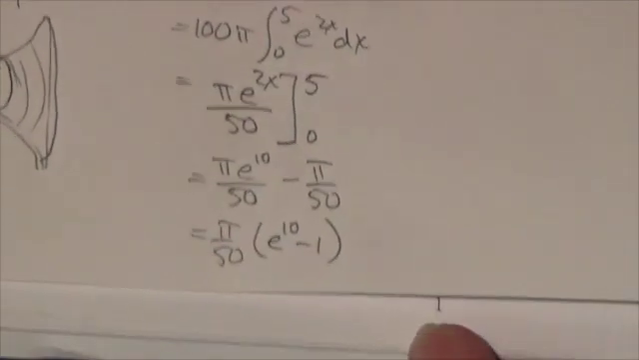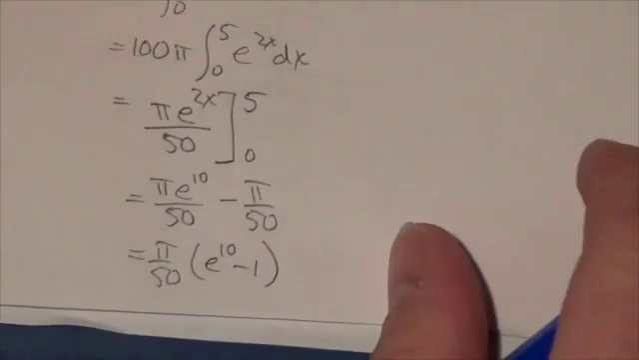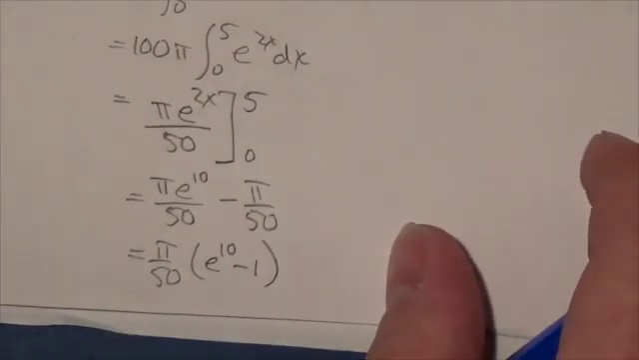Whoops, sorry, you can't see that. Pi over 50 times e to the 10 minus 1. Sorry about that, it's being pushed around. And there's your answer.